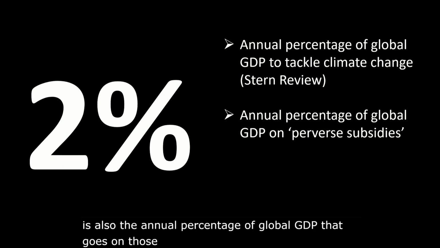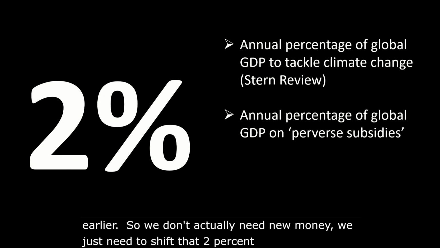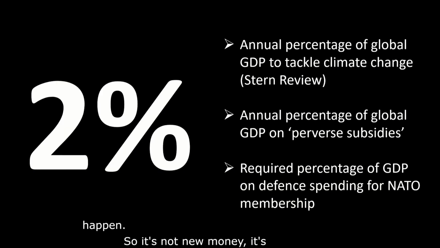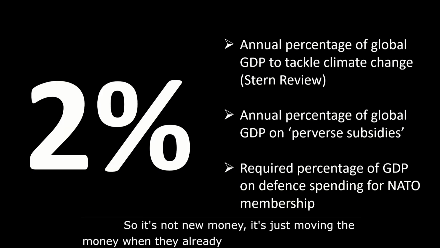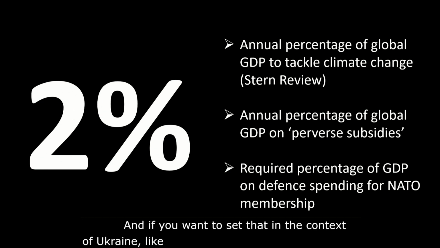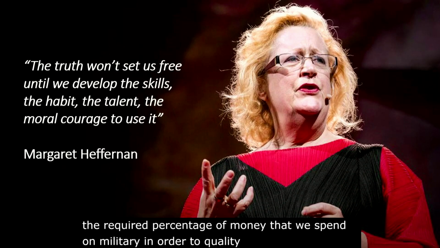So we don't actually need new money. We just need to shift that 2% from the perverse industries onto the things that we need to see happen. So it's not new money, it's just moving the money we already have. And if you want to set that in the context of Ukraine, which I did at the beginning, 2% is also the required percentage of GDP we spend on military in order to qualify for NATO membership. So can we afford to do this? I don't think we can afford not to.